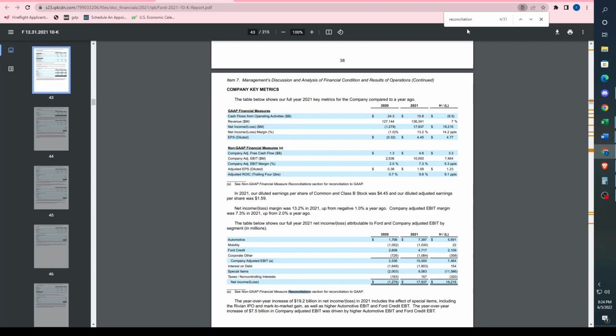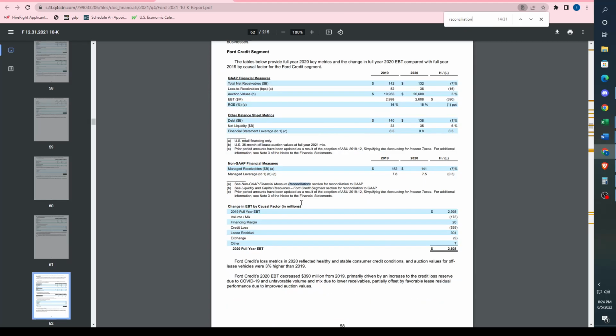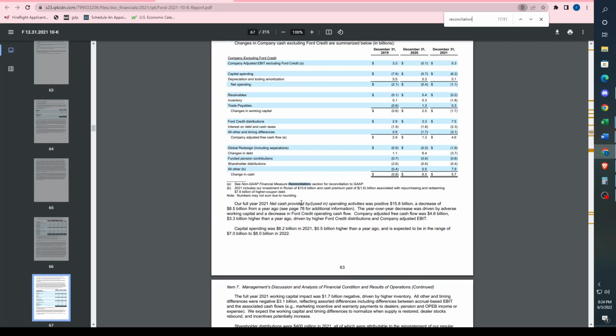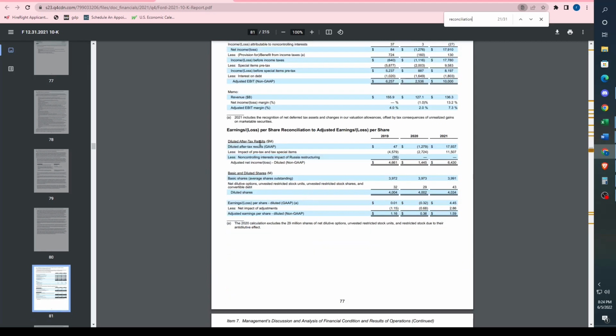Unfortunately, when I look it up like this, I have to look through all these different segments, so I'm essentially going to press enter until I find what I'm looking for. All right, we found it right here: earnings/loss per share reconciliation to adjusted earnings/loss per share.